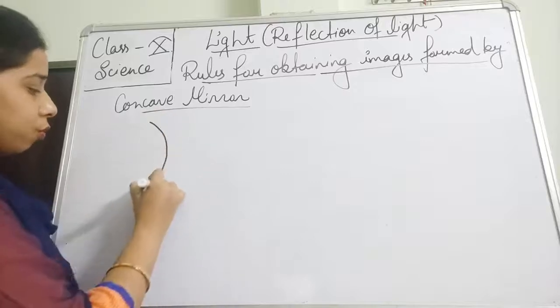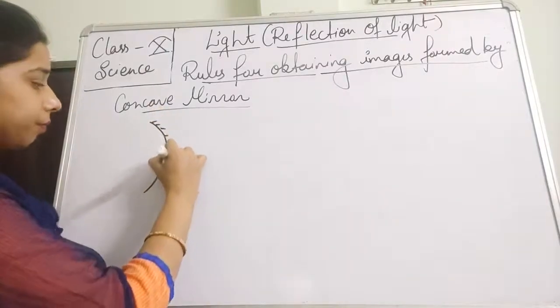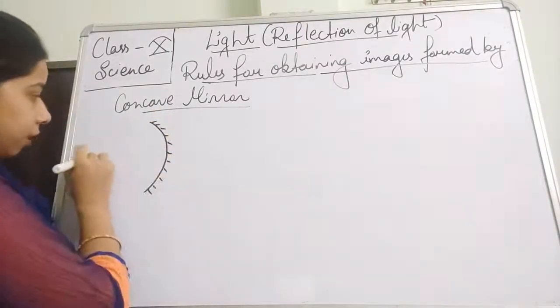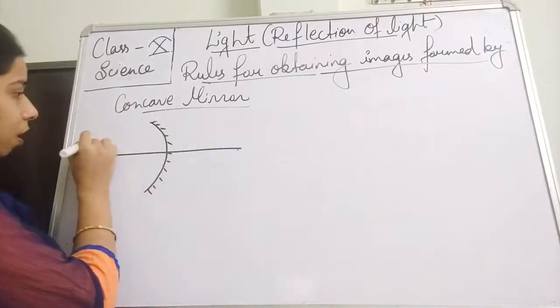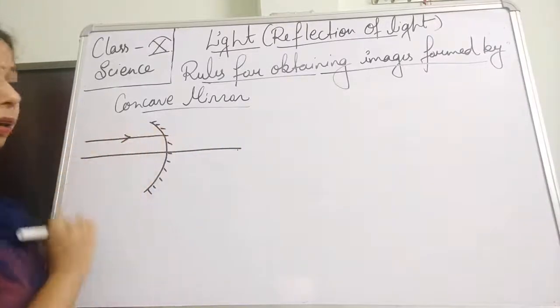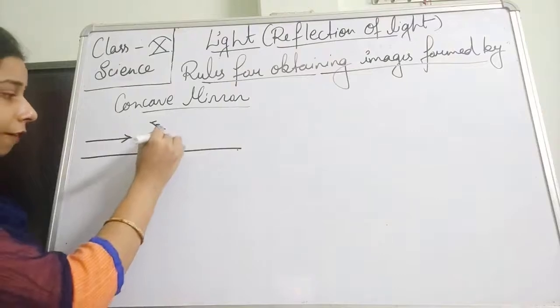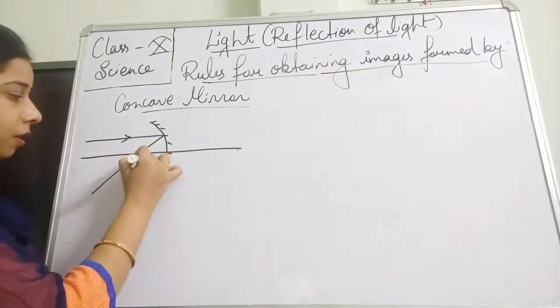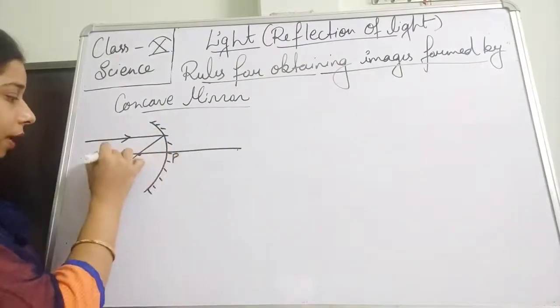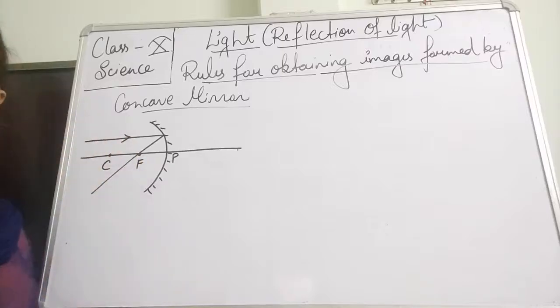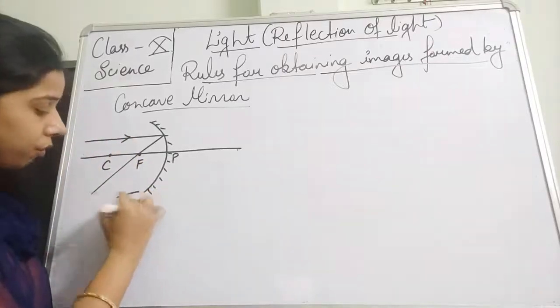So the first rule that we said here, students, if this is the principal axis, a ray of light which is parallel, after reflection passes through the focus. This is the pole and this is the center of curvature. This is the first rule.